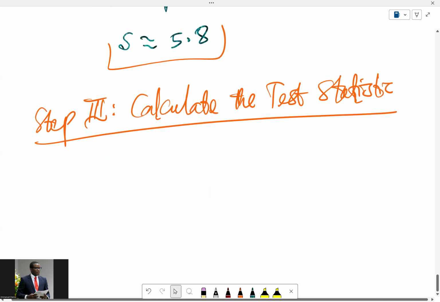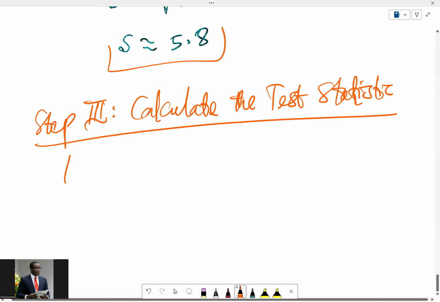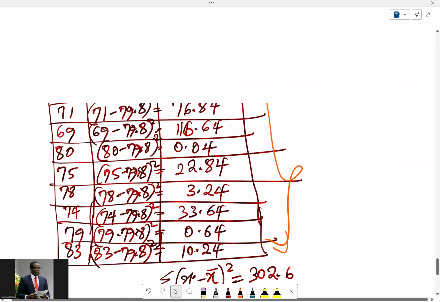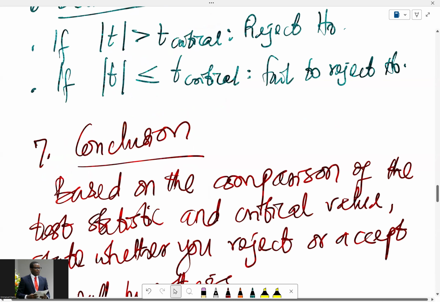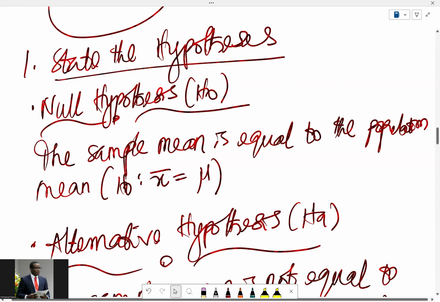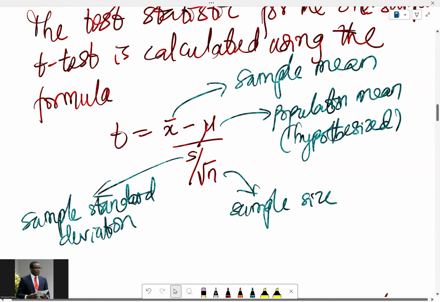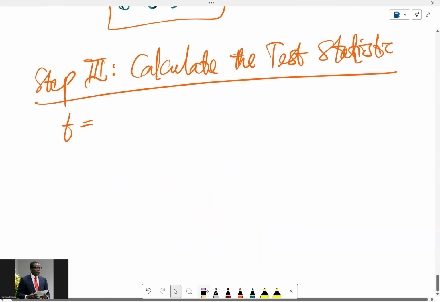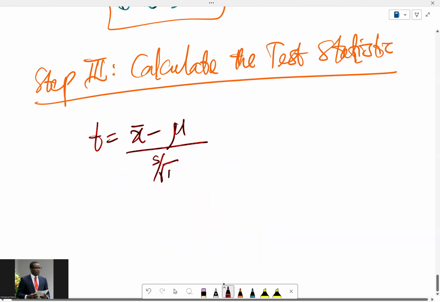Okay, let's compute the test statistic. So that means our T, because we know T from the formula, is X bar minus mu over S divided by root N. So to calculate the test statistic now, we have T equals X bar minus mu divided by S over square root of N.